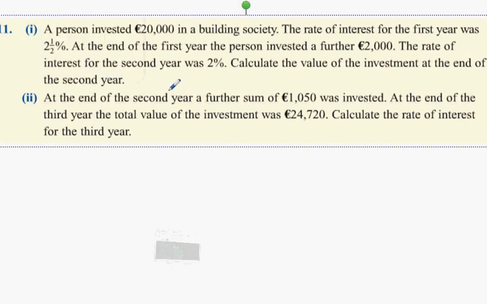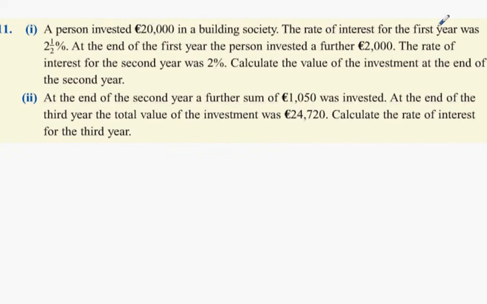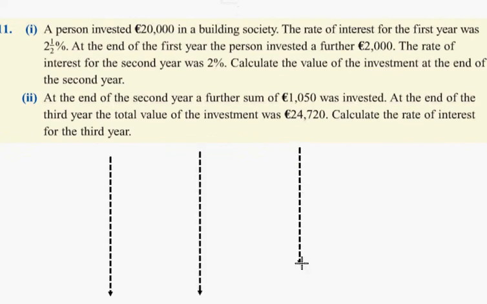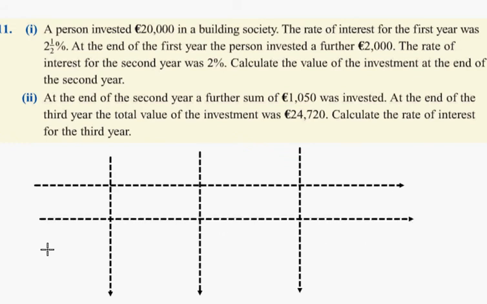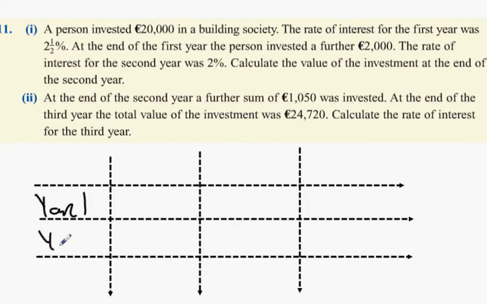What we're doing here is this, guys, okay? You invest €20,000 in a building society. The rate of interest for the first year was 2.5%. So what I asked you to do was make a little table. I didn't see too many tables going around. Once you've made your table, put down year 1, year 2, and then start of year, end, and an adjustment at the end. The adjustment can be you take out money or you invest more money, one or the other.